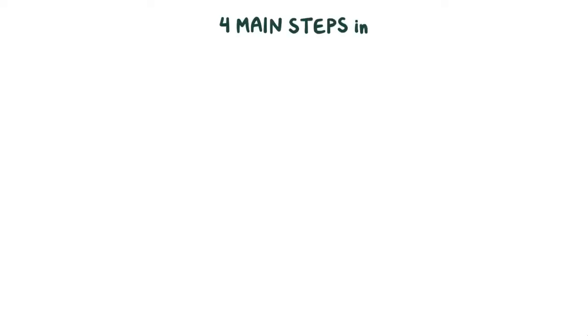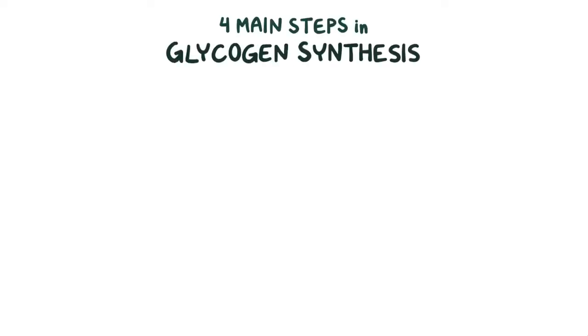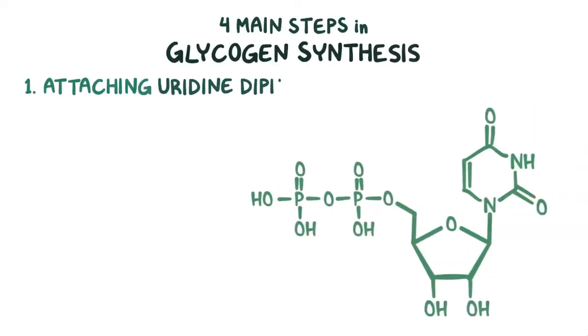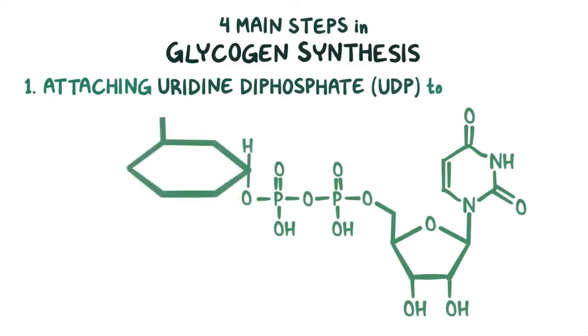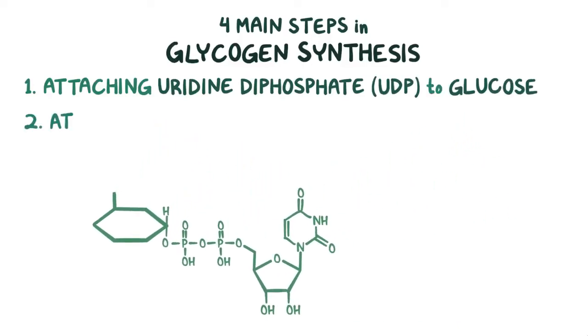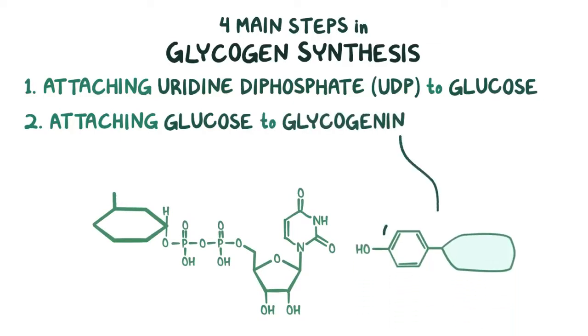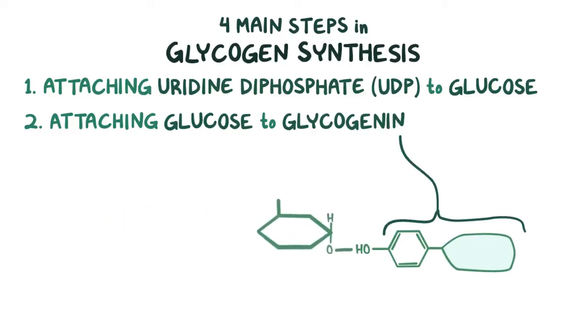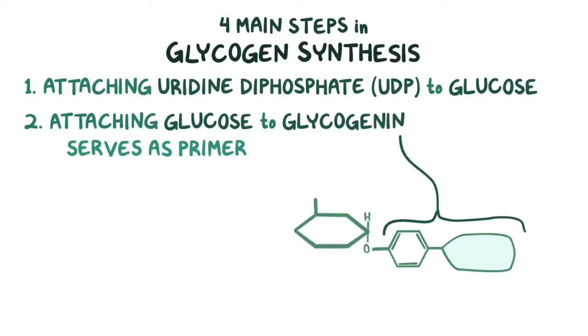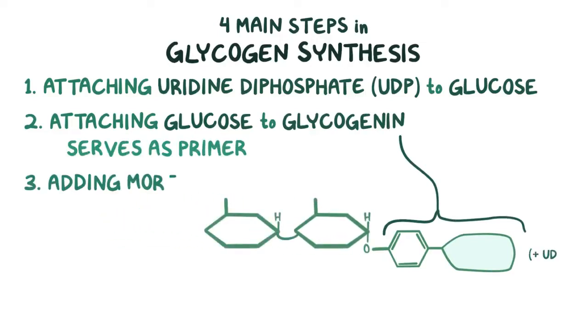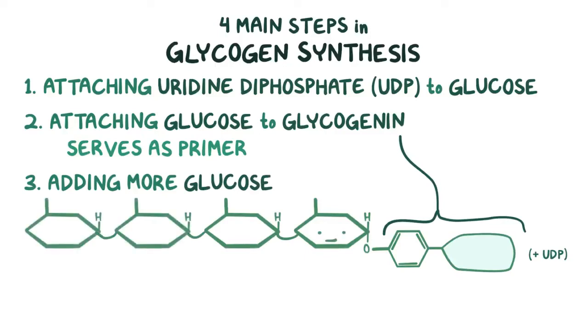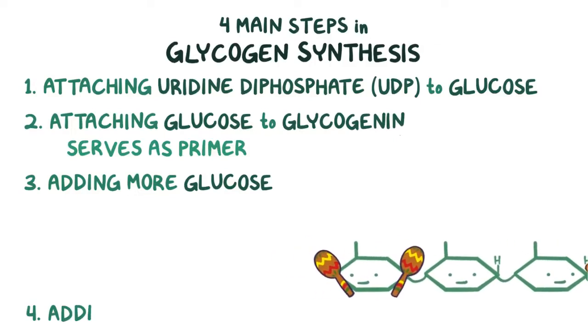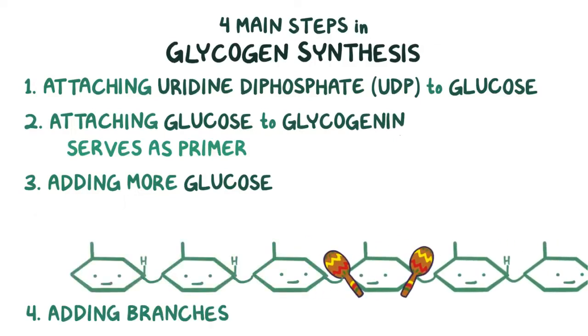There are 4 main steps in glycogen synthesis. First is attaching a uridine diphosphate, or UDP molecule to glucose. Second is attaching the glucose part of the UDP glucose molecule to a glycogen primer called glycogenin, forming a short linear glycogen chain, which serves as a primer. Third is adding more glucose molecules to the primer, a bit like forming a conga line. And fourth is adding branches to the glycogen molecule.